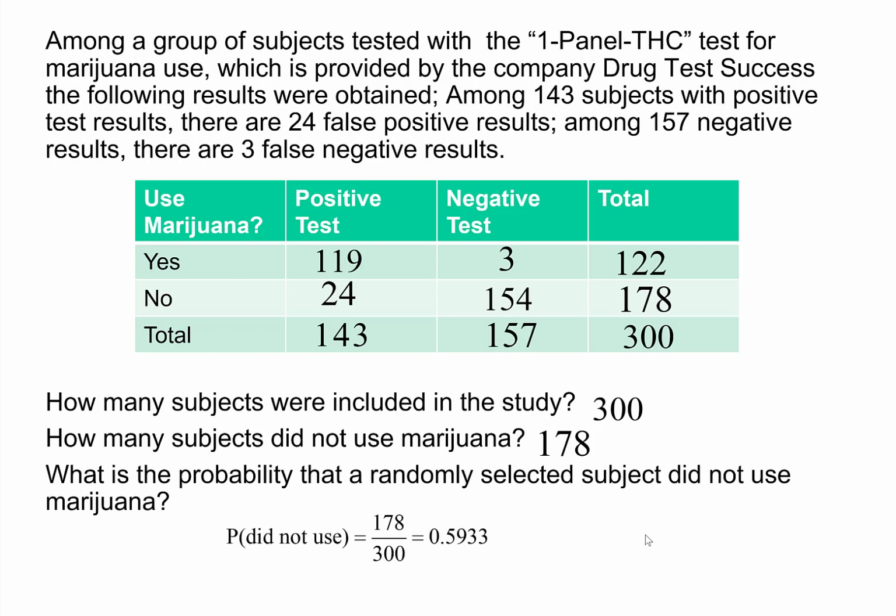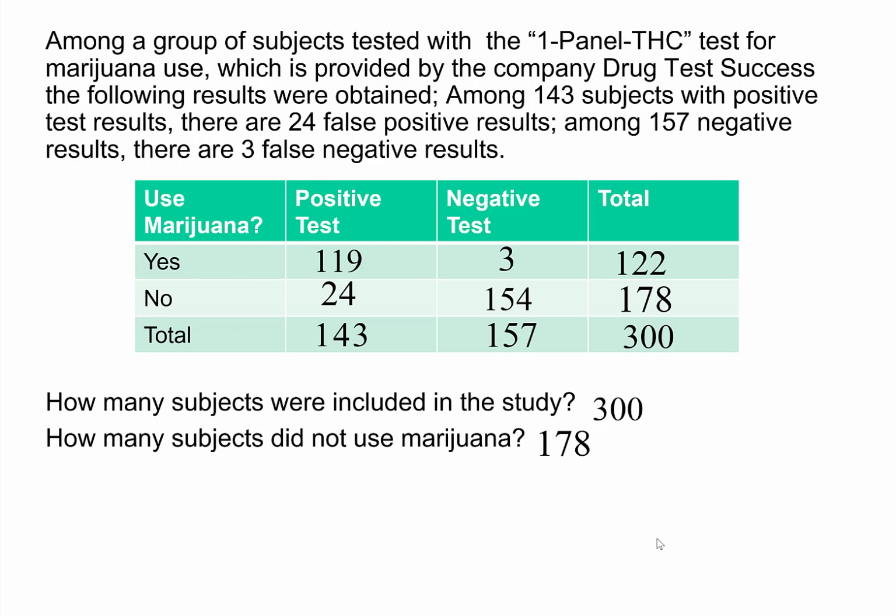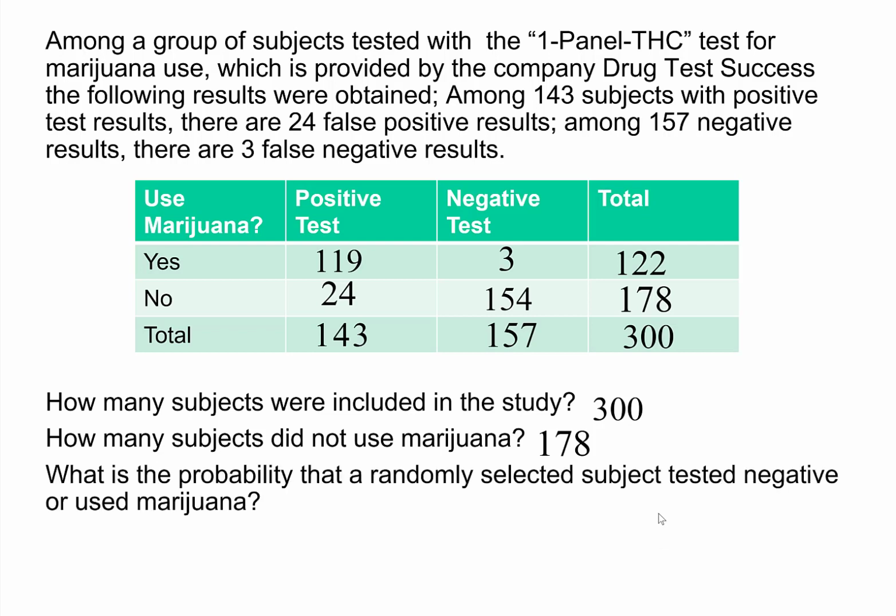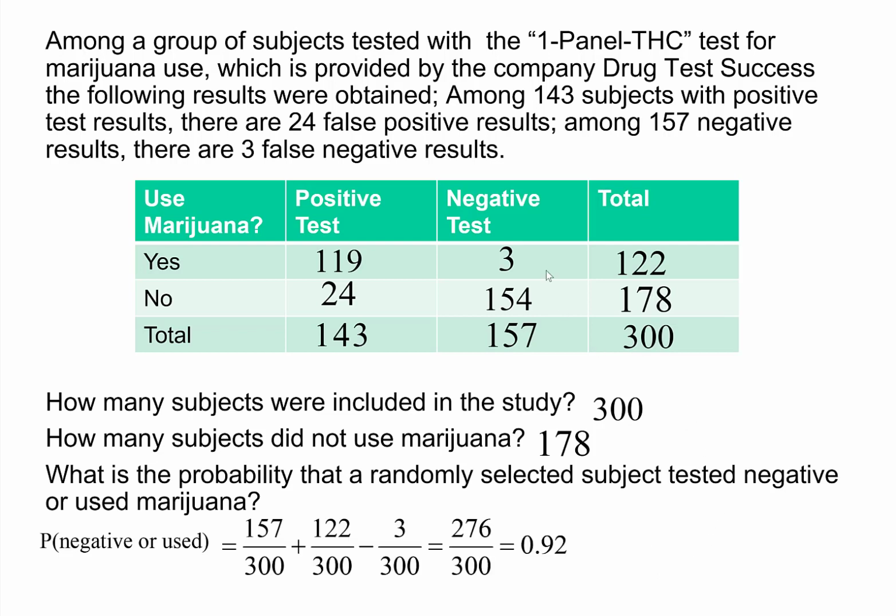So now what's the probability if we select a random selected subject from the table that they didn't use marijuana? 178 over 300. What's the probability a randomly selected subject tested negative or used marijuana? So tested negative, negatives here, 157 over 300. Used marijuana, 122 over 300. And then we have to subtract the cell right here, 3 over 300. They use marijuana and they test it negative, and we come out with an overall probability of 0.92.